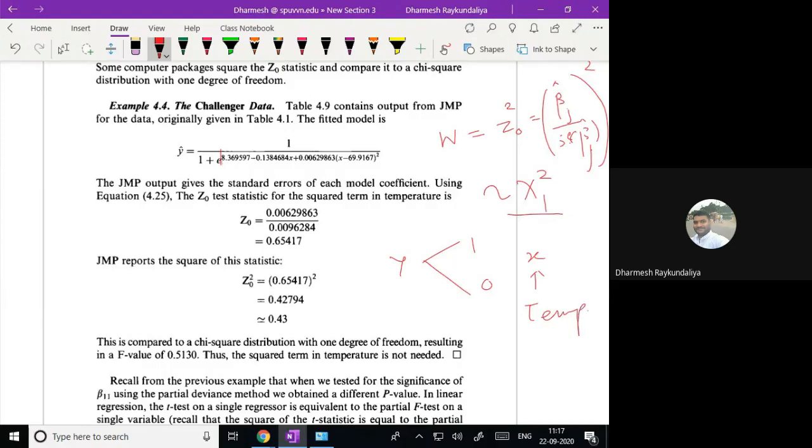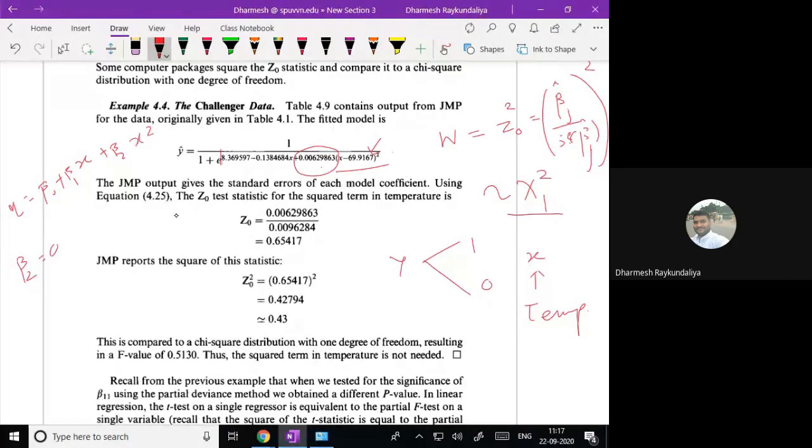Now we feel that not only the temperature, but a quadratic effect of the temperature is also affecting the response. So now I would like to see whether there is an effect of the quadratic temperature or not. So I will consider this as, let us say, beta 2 equal to 0. My model is something like that. Eta is beta 0 plus beta 1 x plus beta 2 x square.